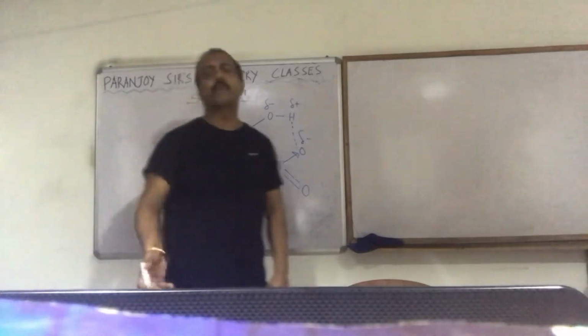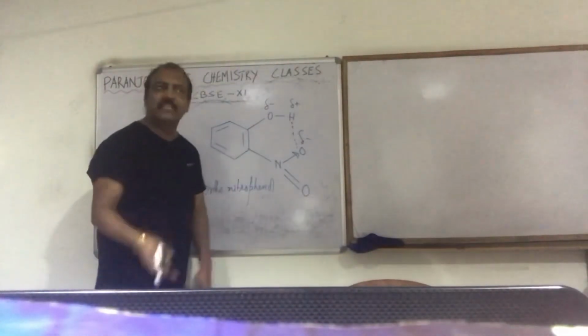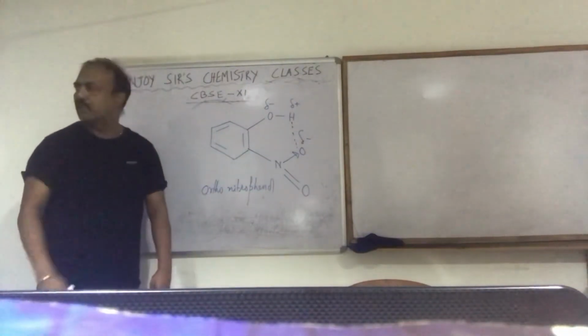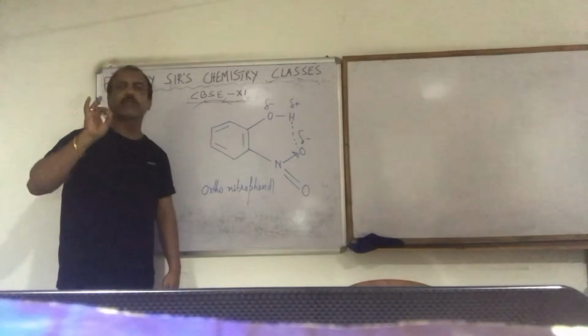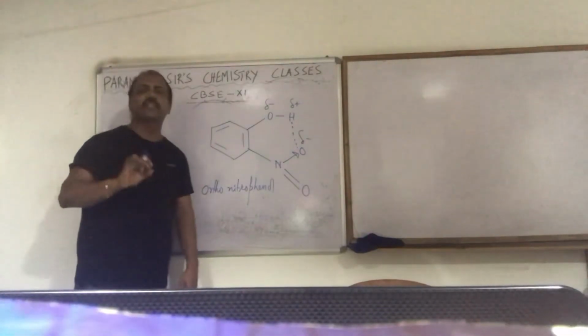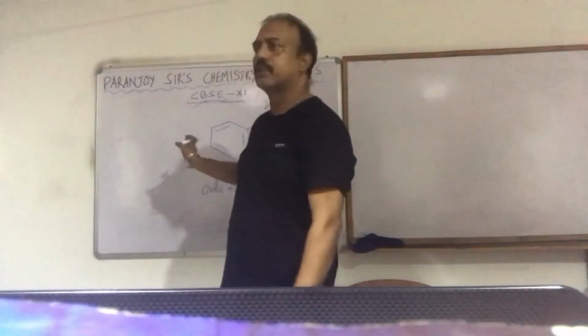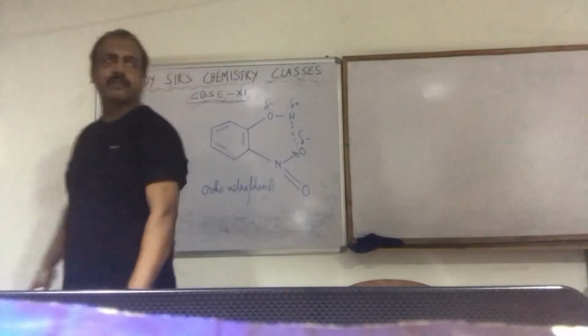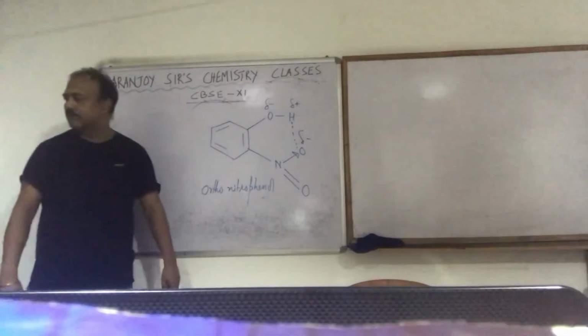Okay, and that type of hydrogen bonding is called intramolecular hydrogen bonding. That is the first point. And if a question comes asking for an example where we can see intramolecular hydrogen bonding, you can write ortho-nitrophenol, and practice this structure a little bit so that you can understand it.